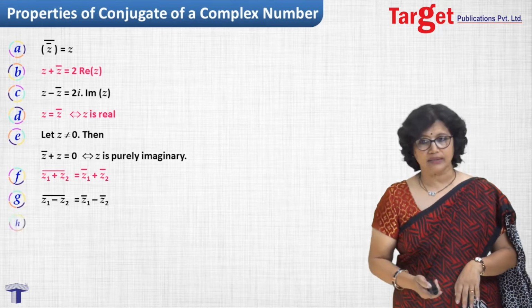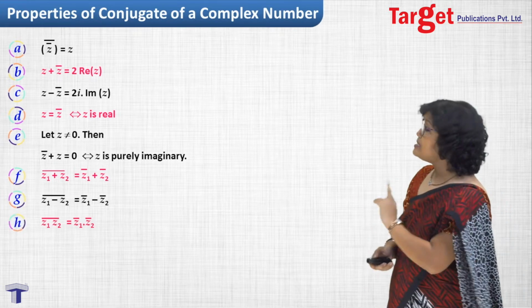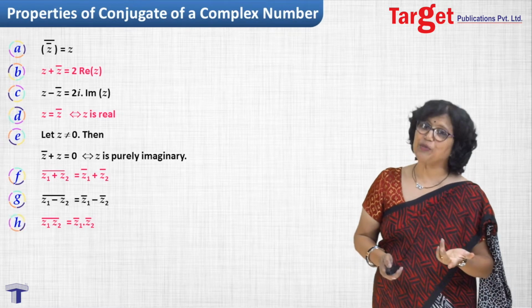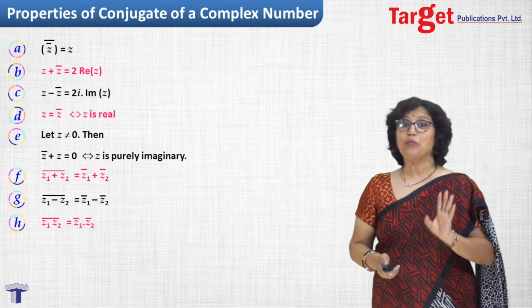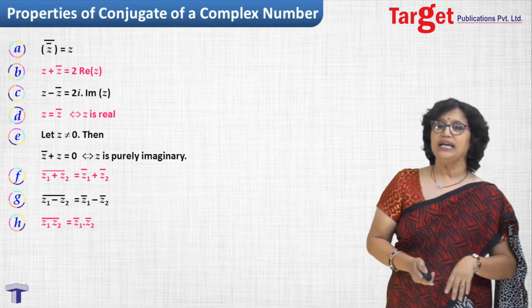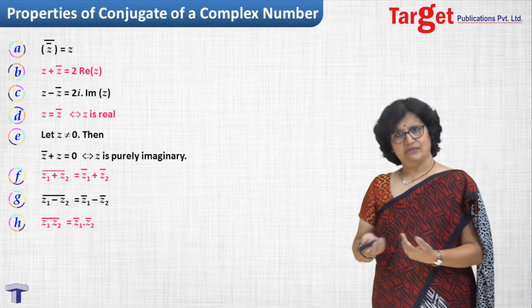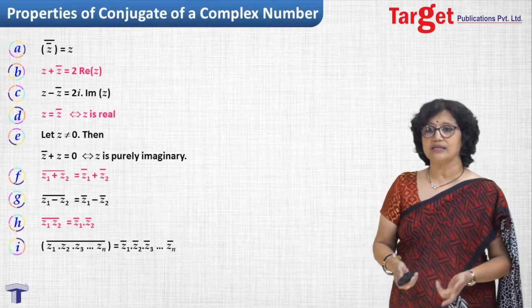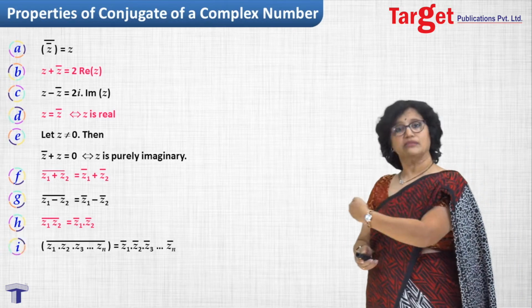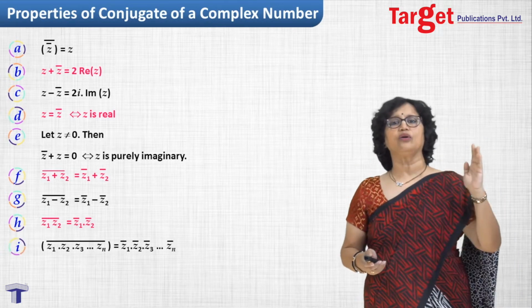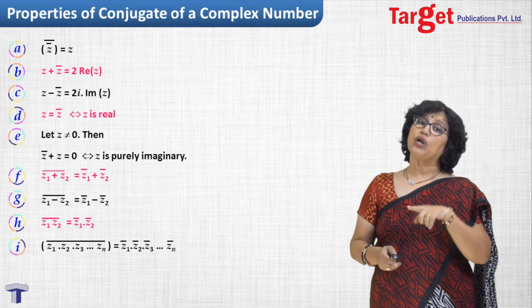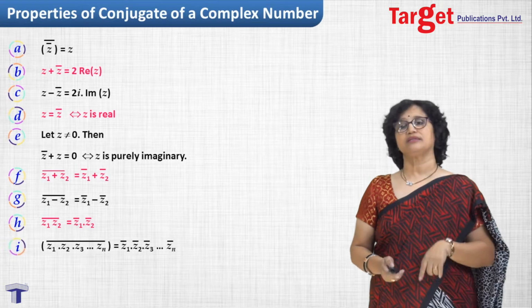Now I go for the product, and the product one is z1 z2 whole bar, meaning the conjugate of the product, and the answer as expected again is nothing but the product of the respective conjugates. Now can we generalize this result? Yes, we can. And the generalized result is z1 z2 z3, such a product if you have, and if you are taking the conjugate, then the answer would be nothing but the product of the respective conjugates.